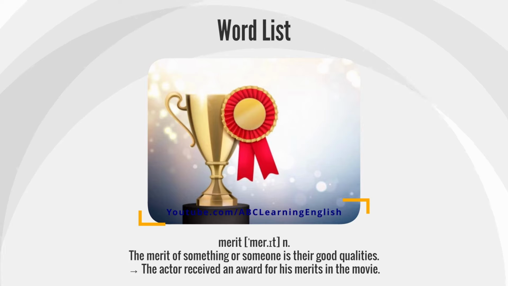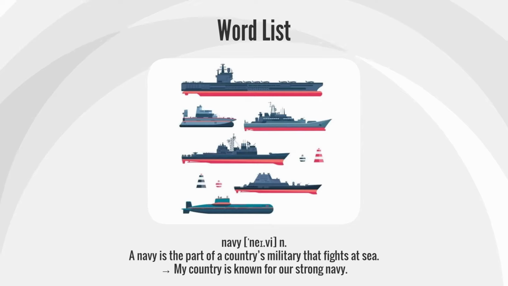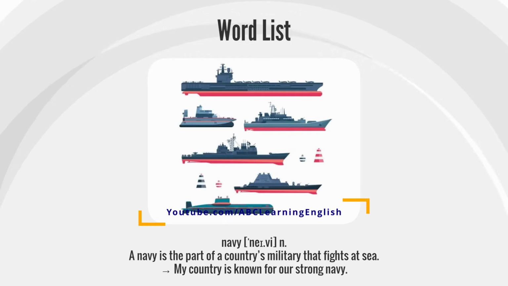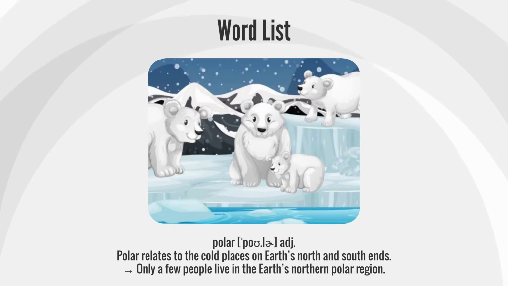Merit. The merit of something or someone is their good qualities. The actor received an award for his merits in the movie. Navy. A navy is the part of a country's military that fights at sea. My country is known for our strong navy. Polar. Polar relates to the cold places on Earth's north and south ends. Only a few people live in the Earth's northern polar region.